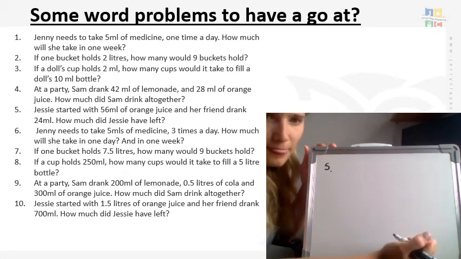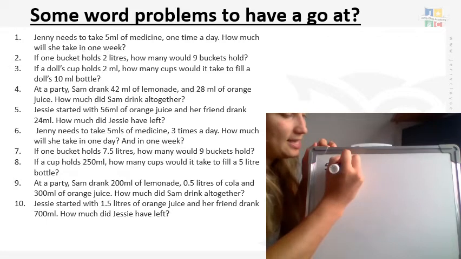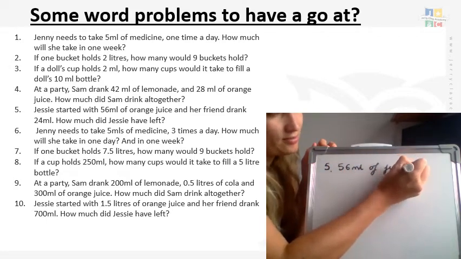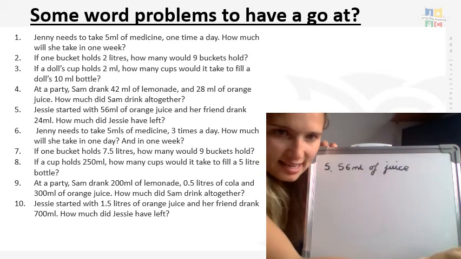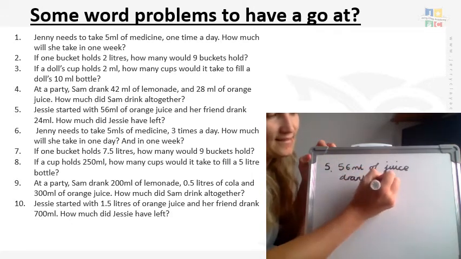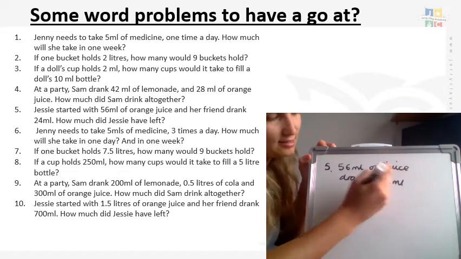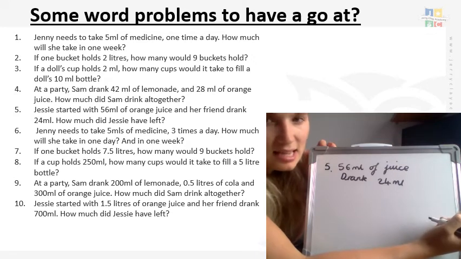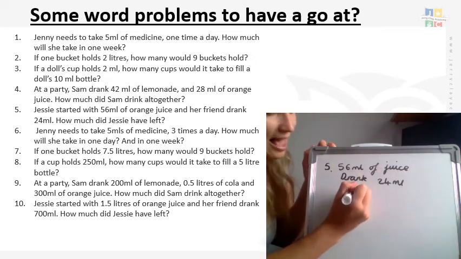Question 5. Jessie started with 56 millilitres of orange juice. I'm just going to put 56 millilitres of juice. It then says that her friend started to visit, and her friend drank 24 millilitres. Drank 24 millilitres, and it says how much did she have left.